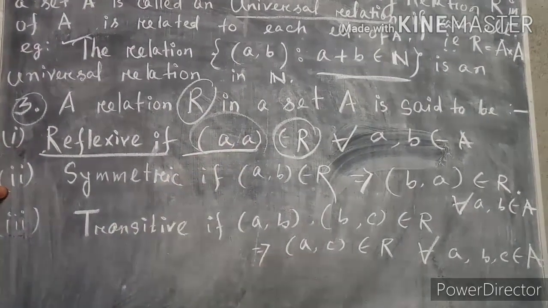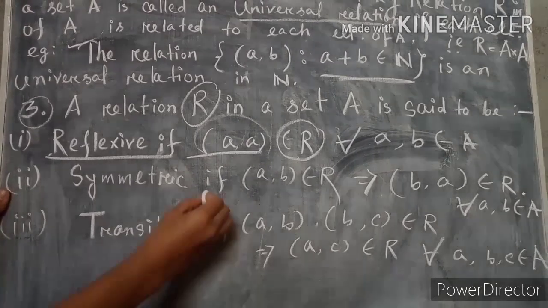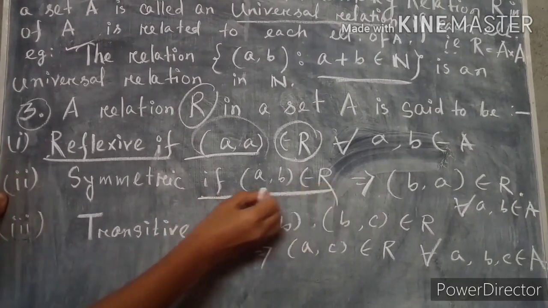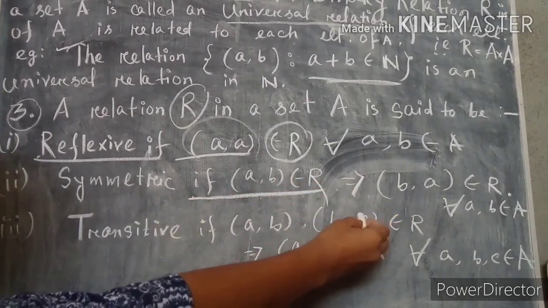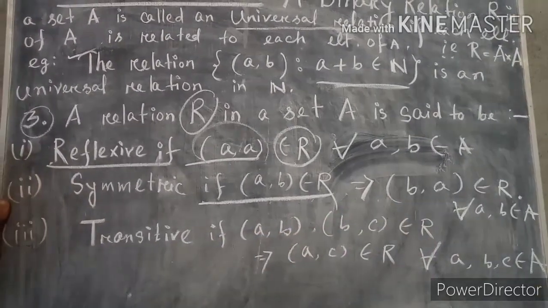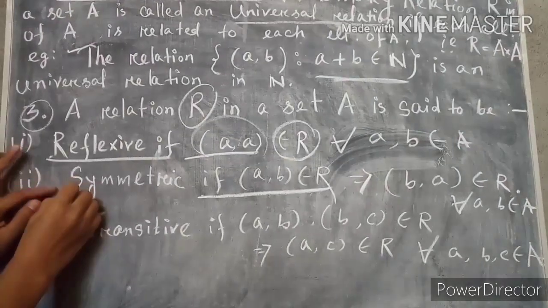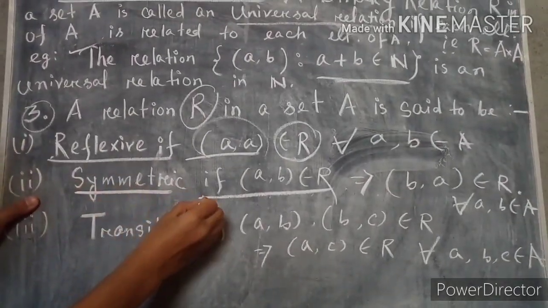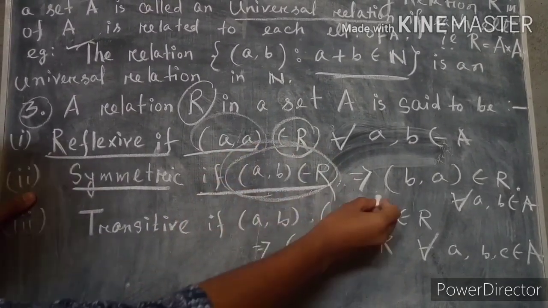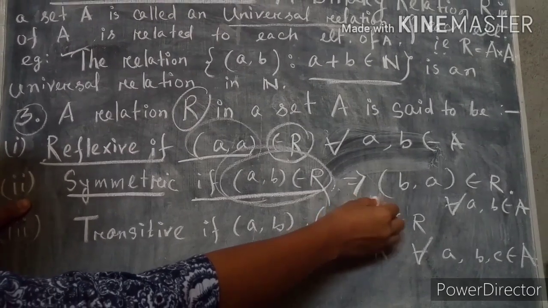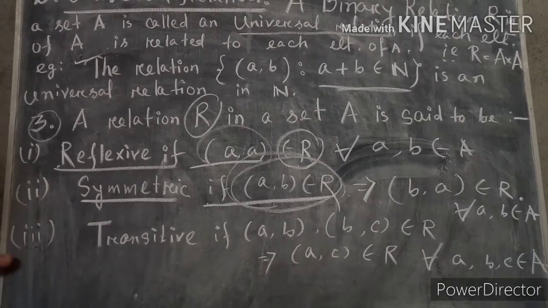Type 4, symmetric. The relation R will be called a symmetric relation if for an element (a, b) belonging to R, it implies that there is another element (b, a) belonging to R, for all a, b belonging to A. That is, if (a, b) belongs to R implies (b, a) belongs to R, then this relation is called symmetric.